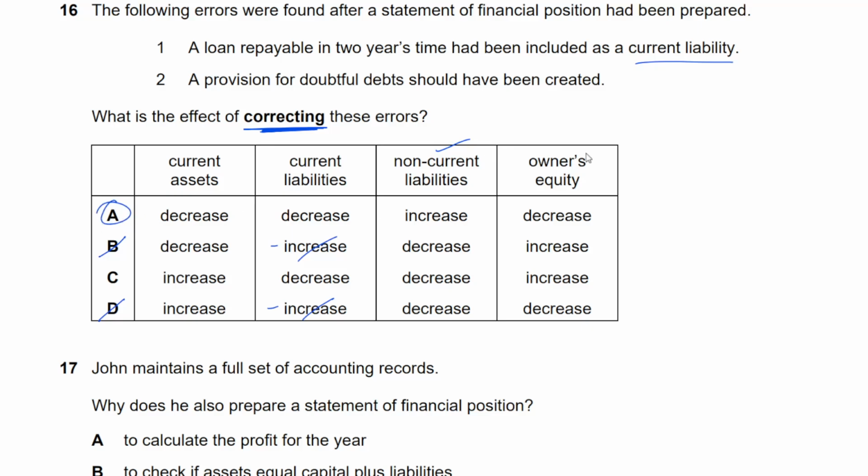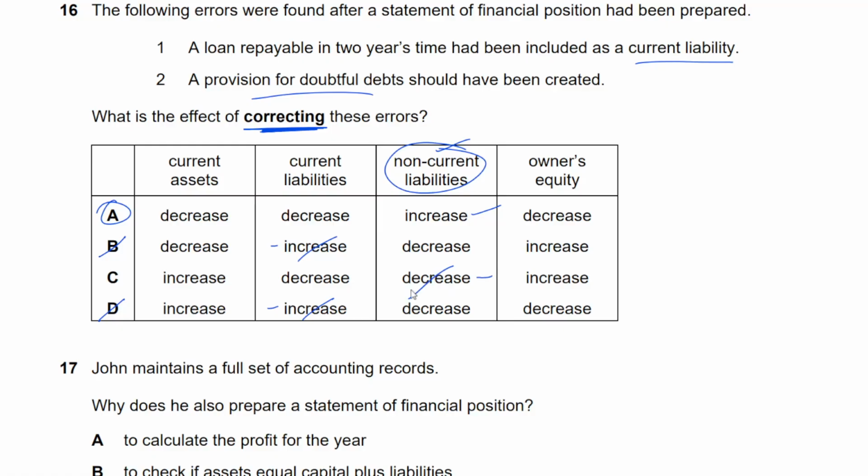You don't have to worry about owner's equity. And you can think about current assets because, well, your trade receivables are overstated. You need to remove that provision as well. So decrease. So it's an easy question again. You just cancel the wrong ones. Because your non-current liabilities will go up, they will increase.